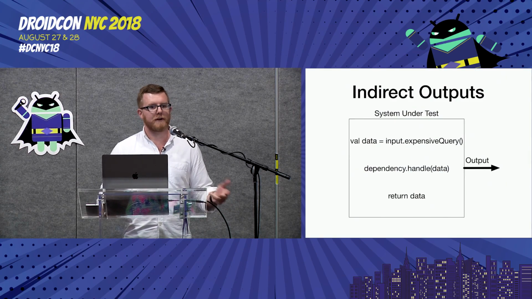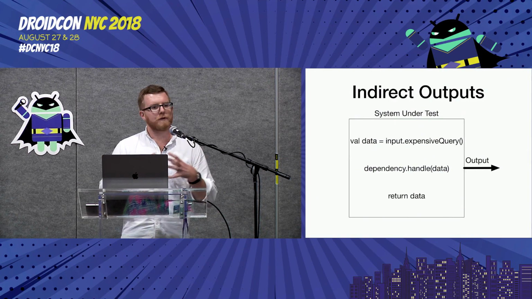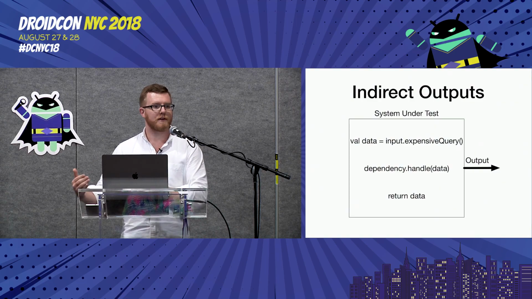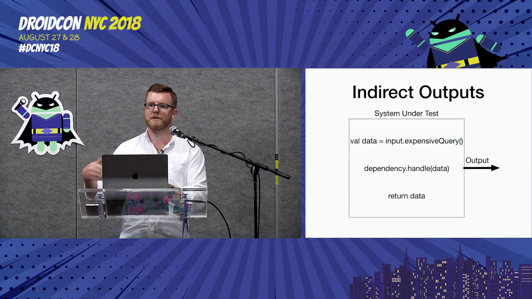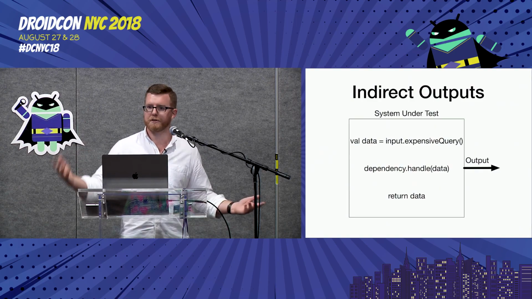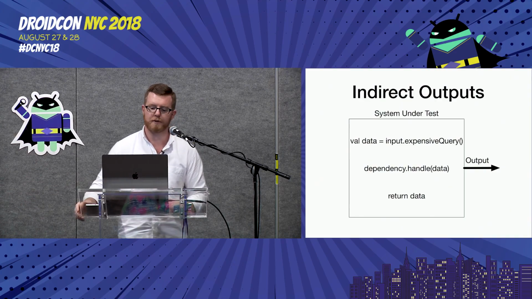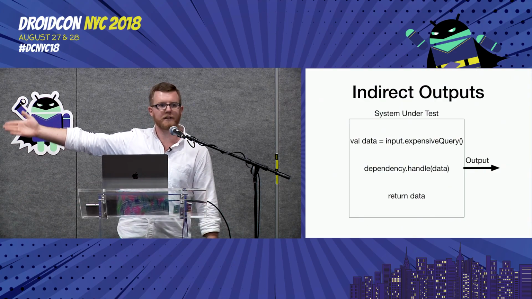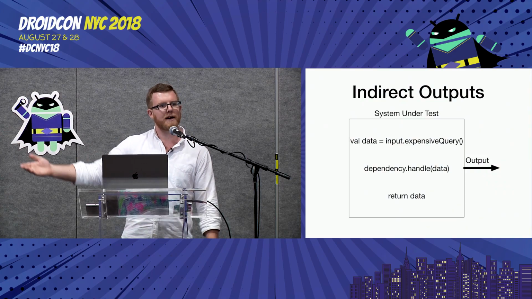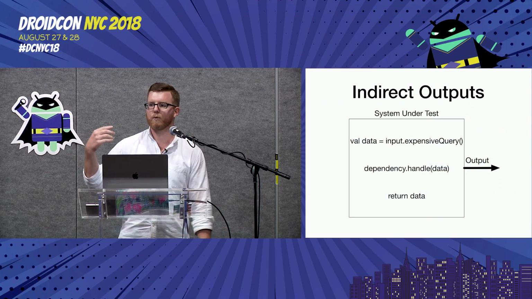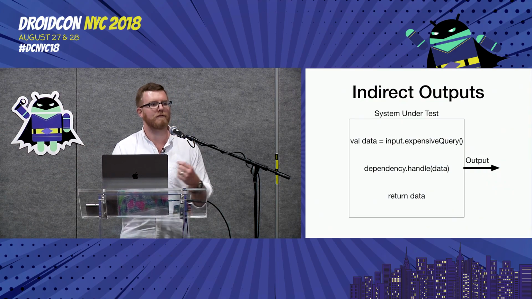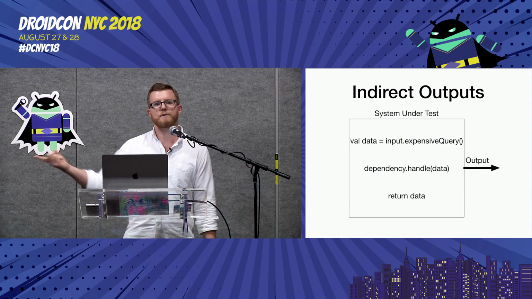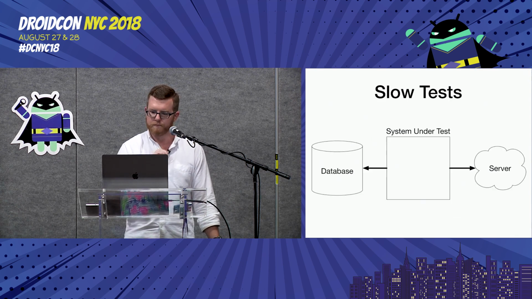Indirect outputs, on the other hand, are things where it's difficult to test, for instance, a method directly. A lot of functions will have a return value, and that's good to test. You should have a test to make sure it returns the right thing. But in some cases, you have this dependency which is handling some data. Now, this is a side effect of this method, and without test doubles, it's very hard to validate that. So we use test doubles for this as well.